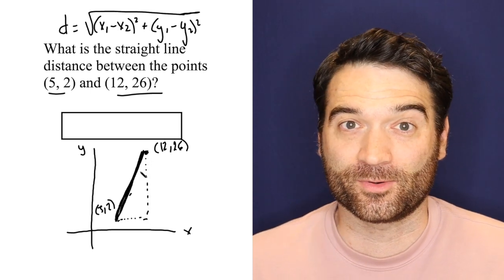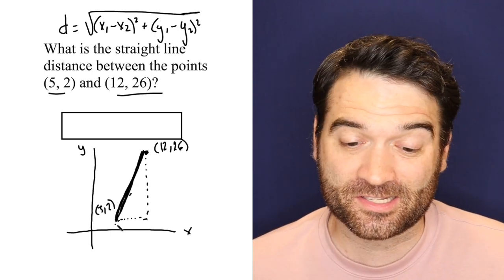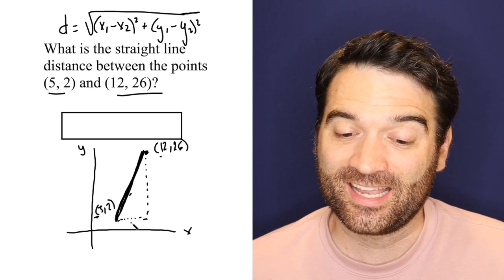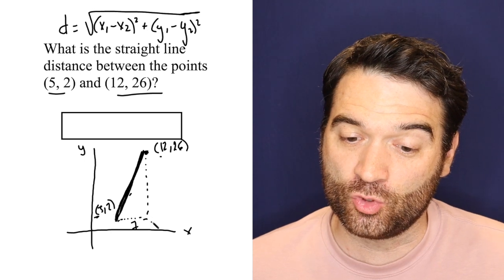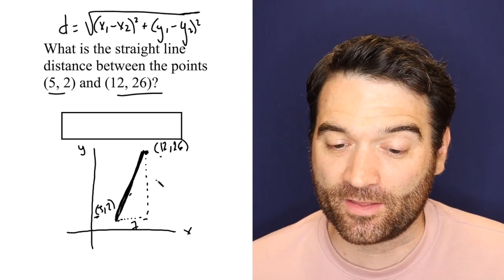We're in the coordinate plane, so we're going at sharp turns. What's the horizontal distance from here to here? From 5 as an x to 12 as an x, it's 7. And then the vertical distance from 2 to 26 as a y, well, that is 24.